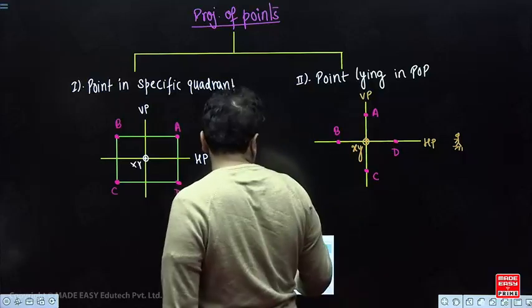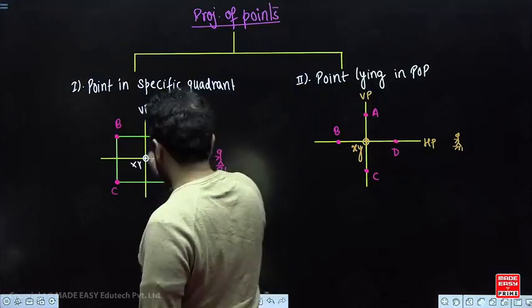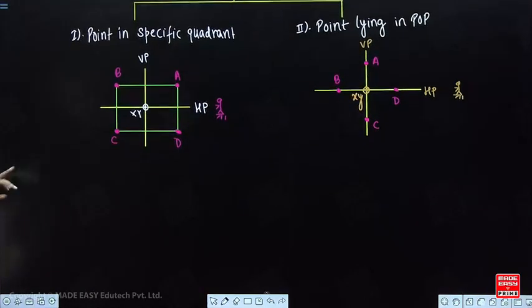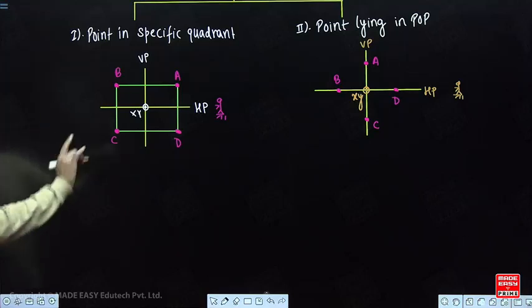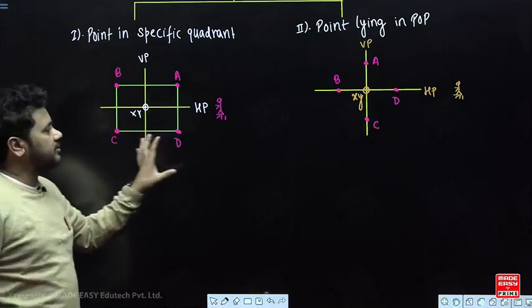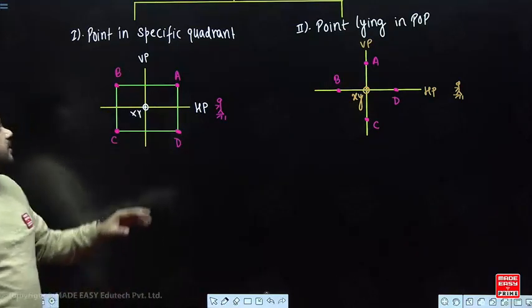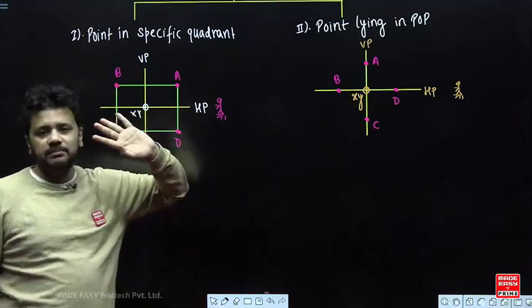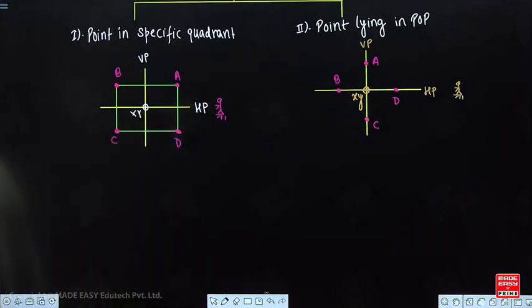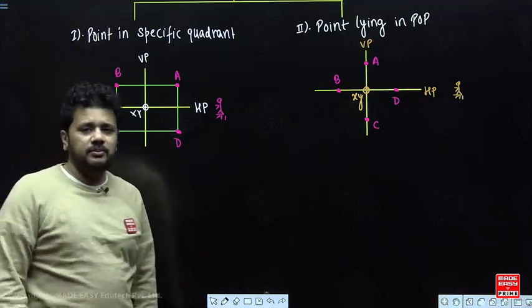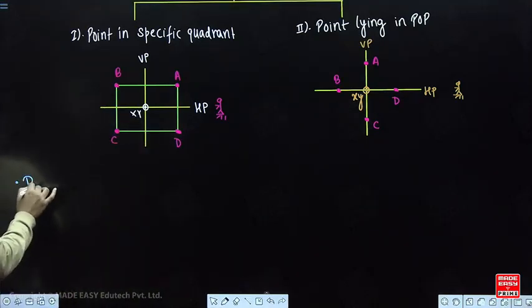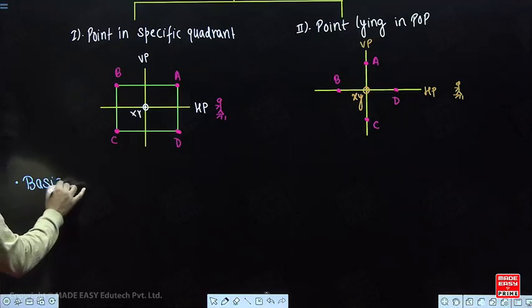Right. Now, before going deep into the subject, or understanding how we are going to do it, let us clear a few basic concepts. We should know some basic things. So these are the two things that we will cover. You can see that we have covered all the segments of the points. That means whether the point is in a specific quadrant or lying in POP, we can easily handle everything. But before going to that, let us have some basic concepts.